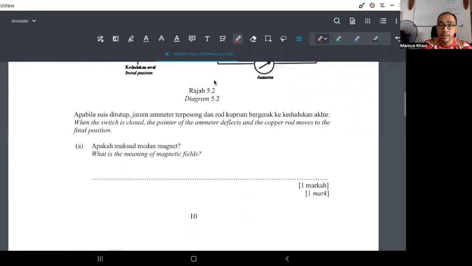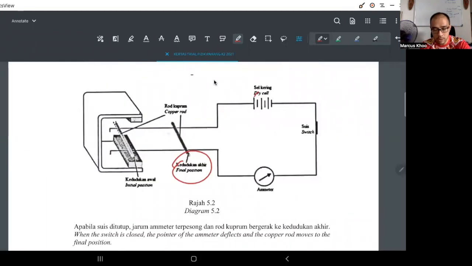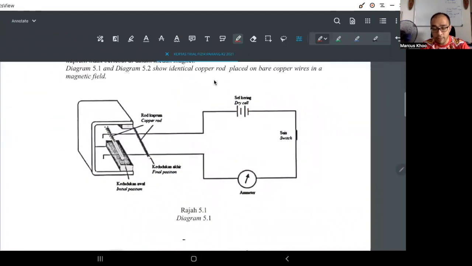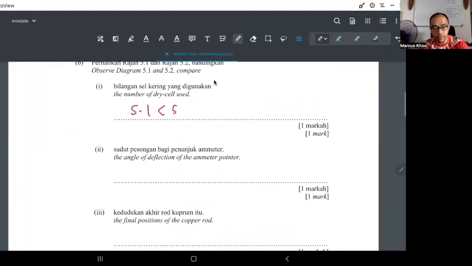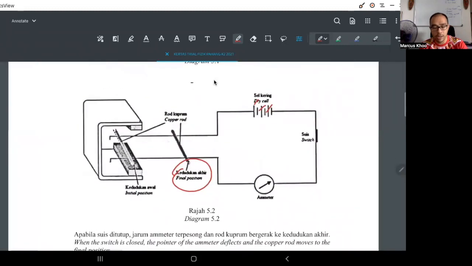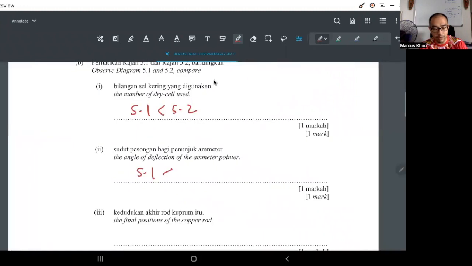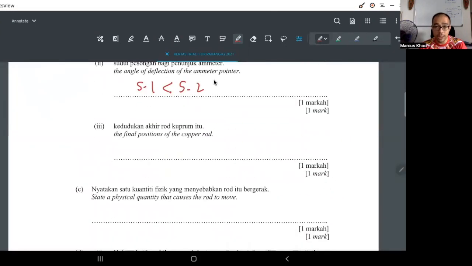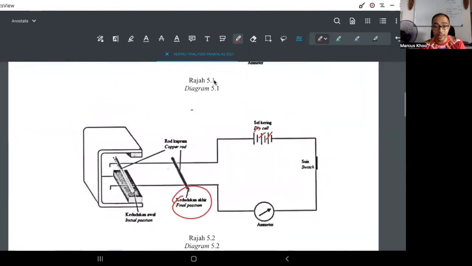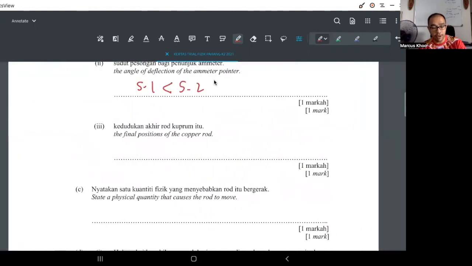So the number of dry cells used, if you take a look, this is 1, 2, 3 dry cells. This is 1, 2 dry cells. So obviously 5.1 is smaller than 5.2. The angle of deflection, you can see already, the same thing, 5.1 is less than 5.2. The final position of 5.1 is smaller than the final position of 5.2. All the same, 5.1 is less than 5.2.